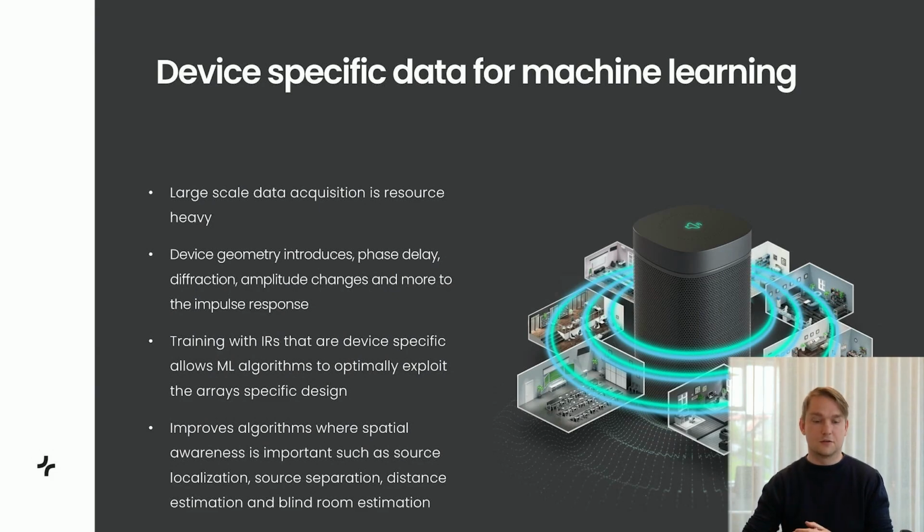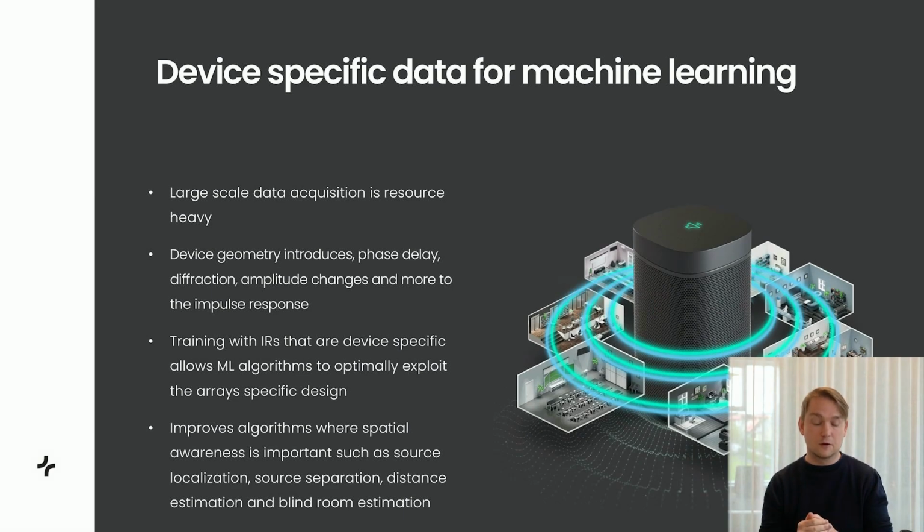You know that the device geometry introduces phase delay, diffraction, amplitude changes and so on. So there is augmentation to the impulse response that is quite neat to have as a part of your training data, because that will allow your machine learning algorithms to optimally exploit these array-specific designs. It can also improve a lot of different algorithms.